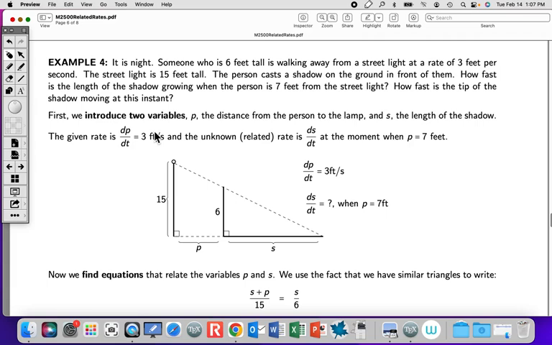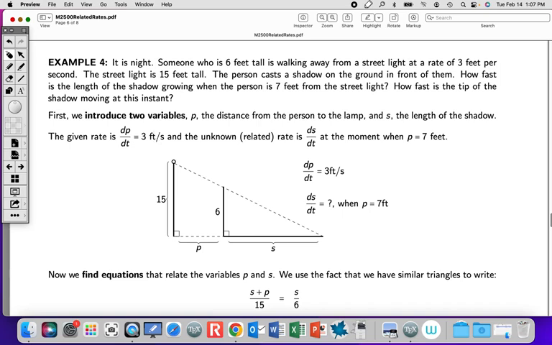Example 4, it is night. Someone who is 6 feet tall is walking away from a street light at a rate of 3 feet per second. The street light is 15 feet tall. The person casts a shadow on the ground in front of them. How fast is the length of the shadow growing when the person is 7 feet from the street light? How fast is the tip of the shadow moving at this instant?